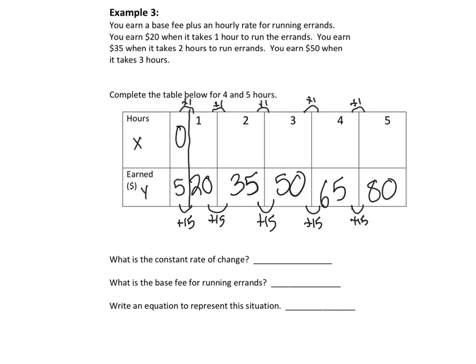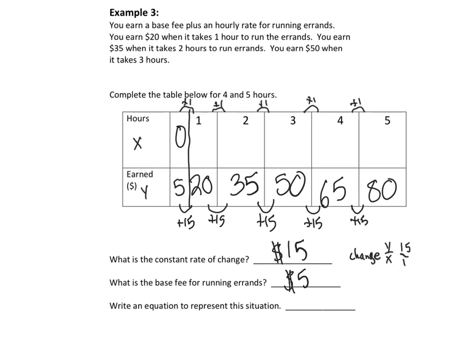Now it's going to ask us, what is the constant rate of change? Remember, the constant rate of change was the change of y over x. So in this instance, our change of y would be 15. The change of x would be 1. 15 over 1 would just be $15. Now, the next thing, what is the base fee for running errands? So the base fee is what happens when x is 0, y would be 5. So our base fee would be $5.